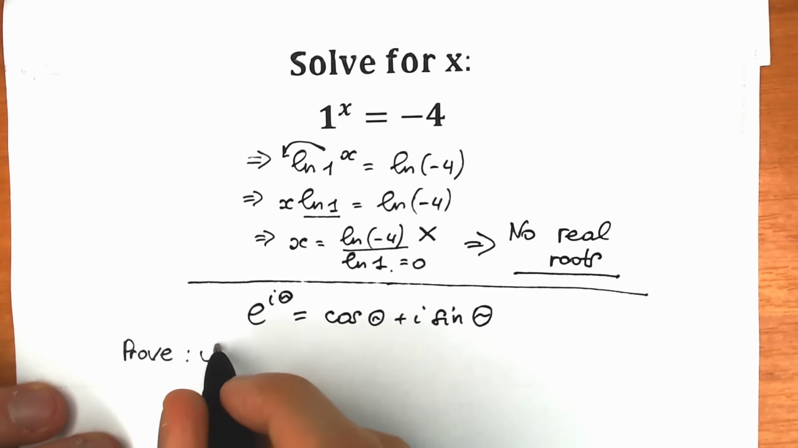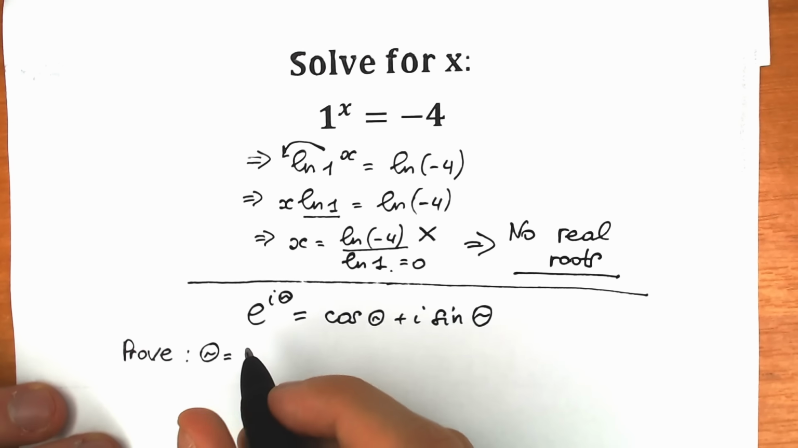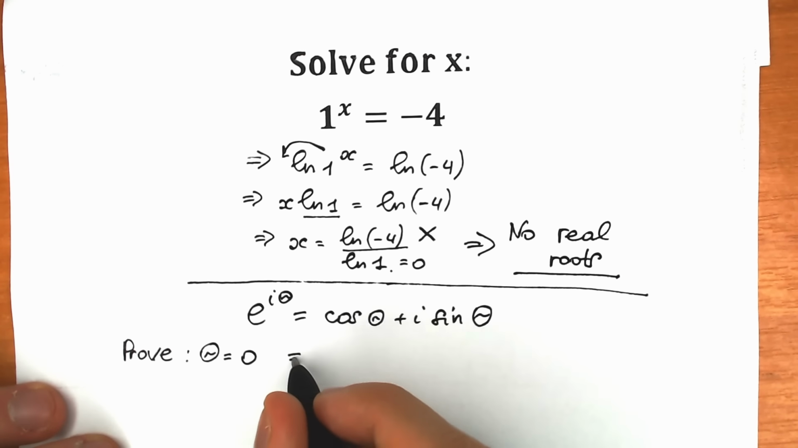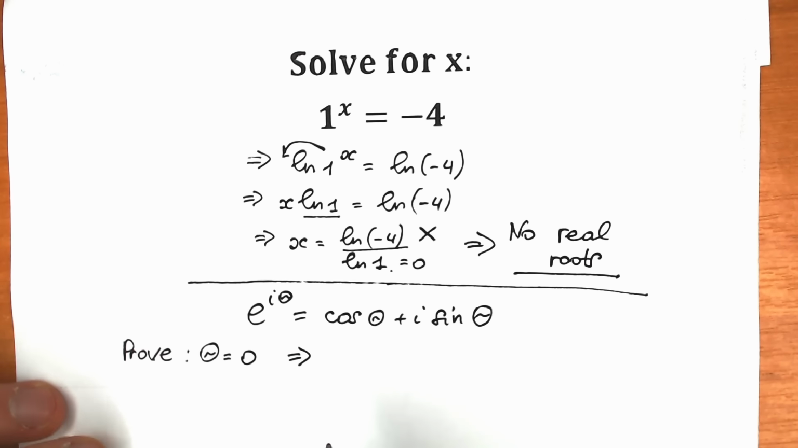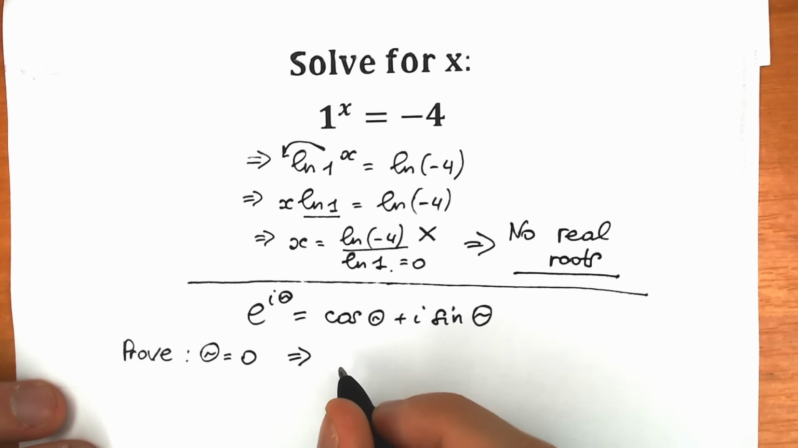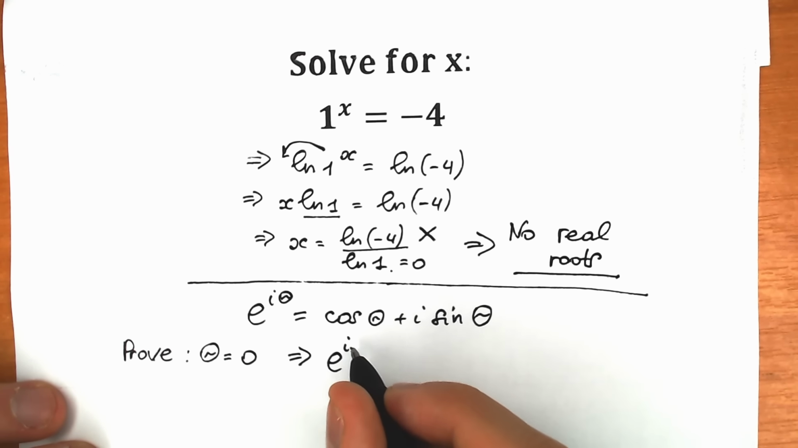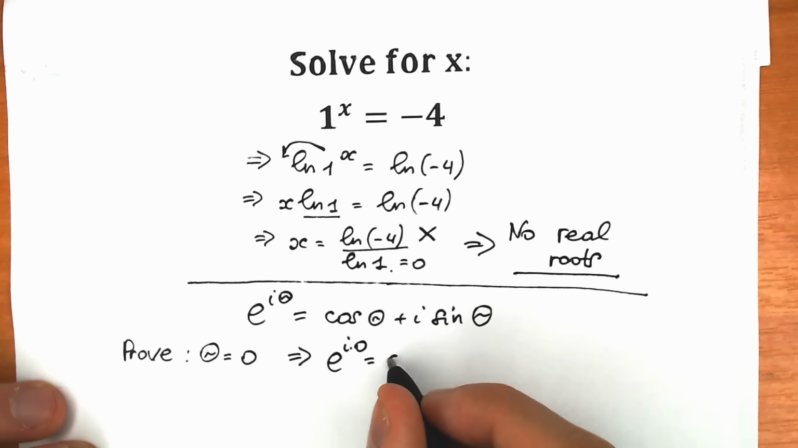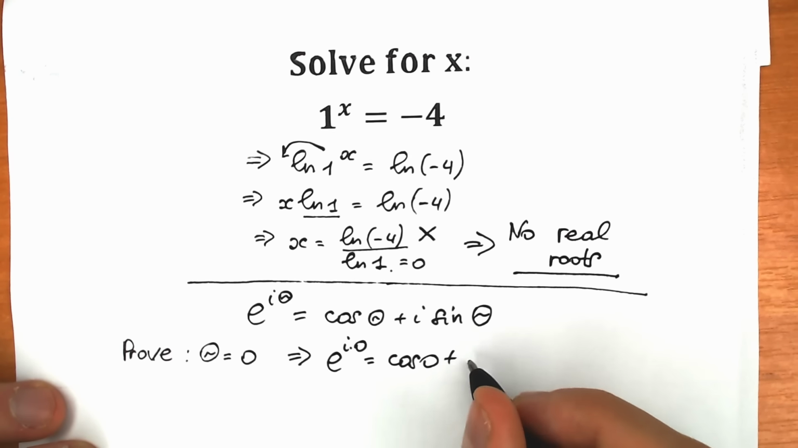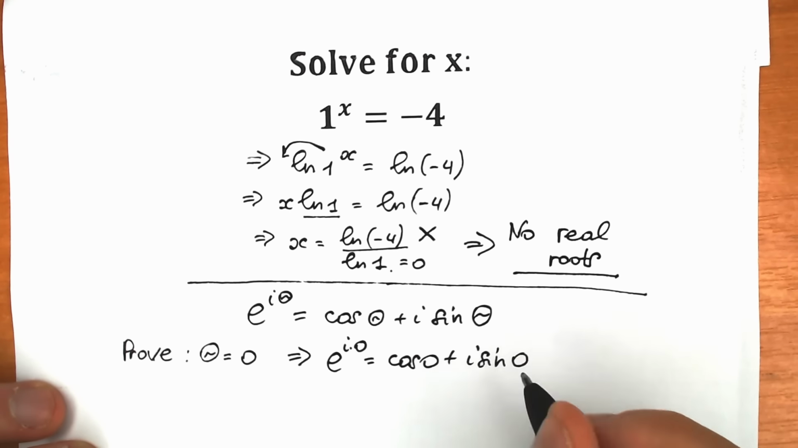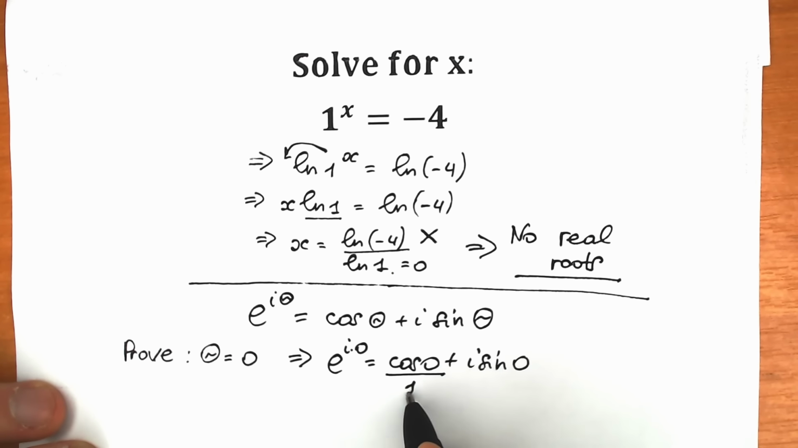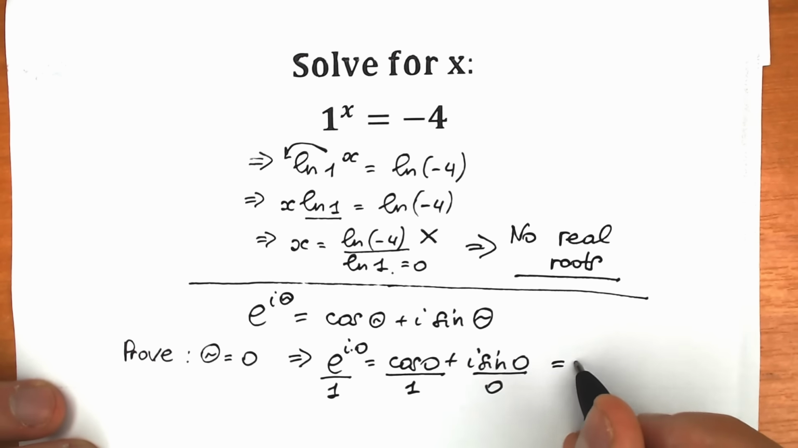For example, let's go with theta equal to 0, it's easier for us to plug in. Instead of theta, let's plug in 0. As a result, what will we have? We will have e to the power i times 0 equal to cosine 0 plus i sine 0. Cosine 0 equals 1 and sine 0 equals 0, and here we have e to the power 0, which is equal to 1. So as a result, we have 1 equal to 1. So this is a great identity.